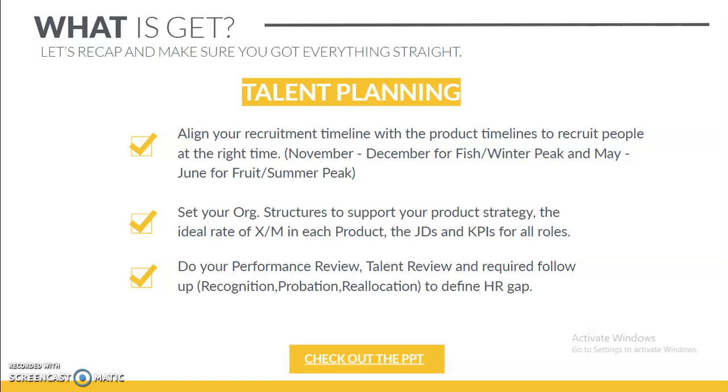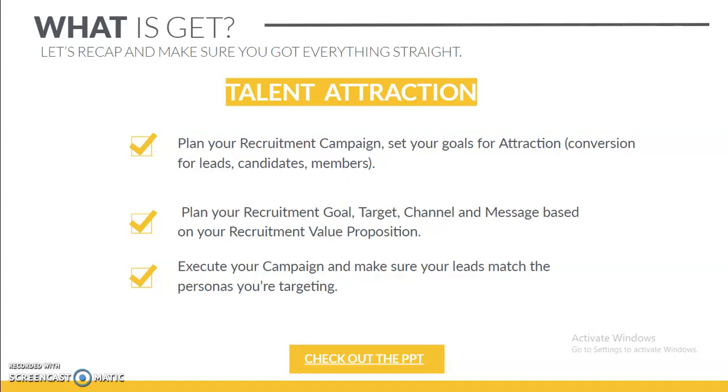After you finish talent planning, we can move to talent attraction. So in order for us to attract possible candidates, first we need to create a recruitment campaign and set the goals for attraction. So how many signups do we want, and what should be the conversion between sign up and people that show up at the interviews, and then people that show up at the interviews and people that end up in the group dynamic, and then finally people that are recruited.